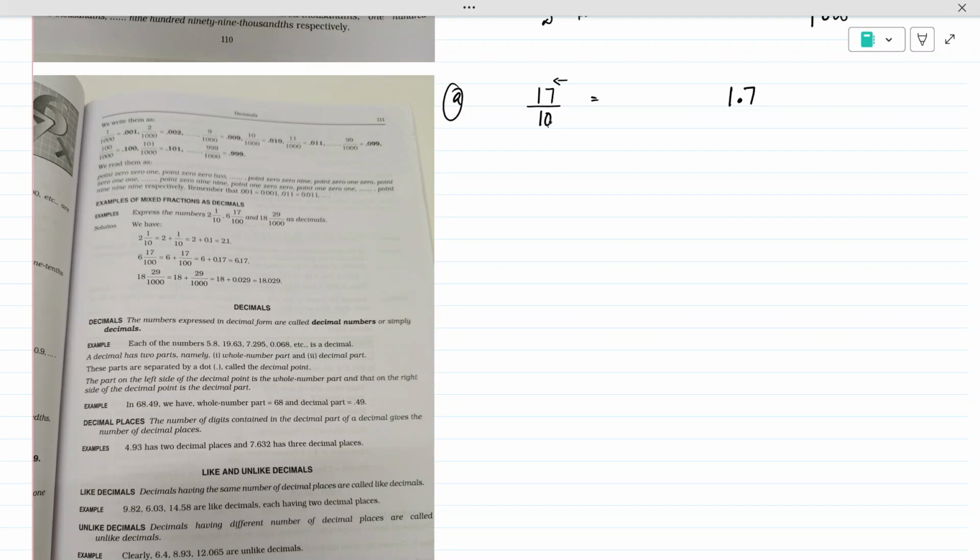Since we have only one 0 in the denominator, that means we have only the tenths place, and we always go from right to left. So 1 zero means one place, so after one place we write down the decimal. This is the decimal representation of this fractional number. Now let us take more examples here.